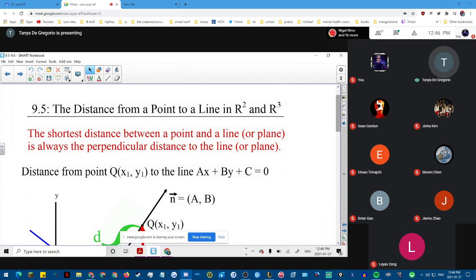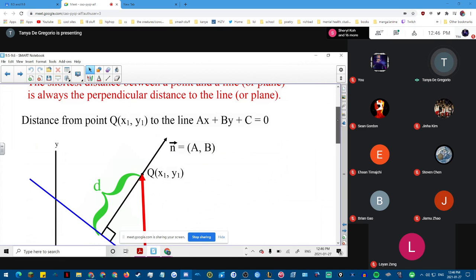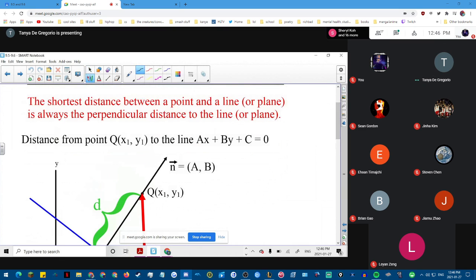If we're looking for a shortest distance from, so let's put it this way, I have a line and I have a point, and I want to know the shortest distance from the point to this line. How do I know which one it is? Is it that one? Is it that one? What's the shortest distance? Perpendicular. Yeah, it's the perpendicular.